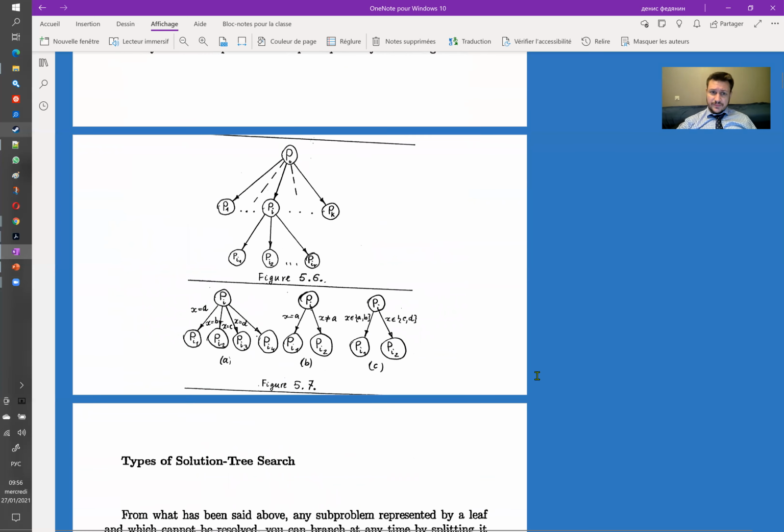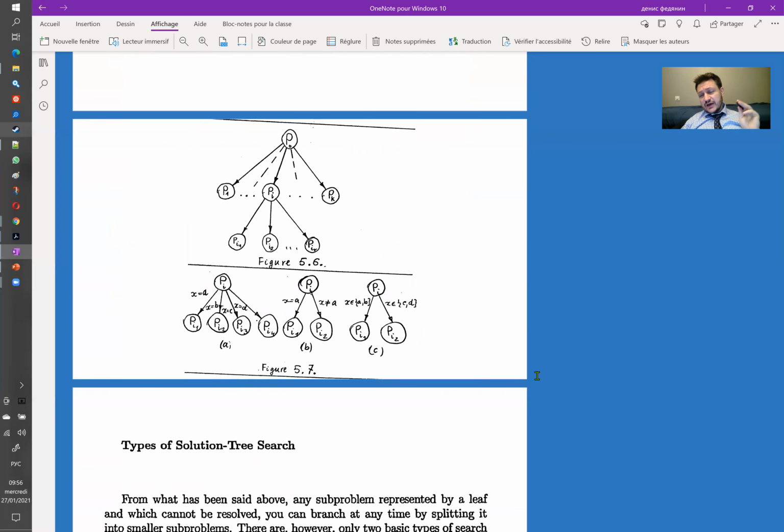Let's see the image. Last time, a week before, we have discussed these diagrams, but not in all details. We just discussed in general. So we have a large problem, and we have to split it, to divide it to several smaller problems, and there are three variants. So A, B, and C. The first one, the second one, and the third one.